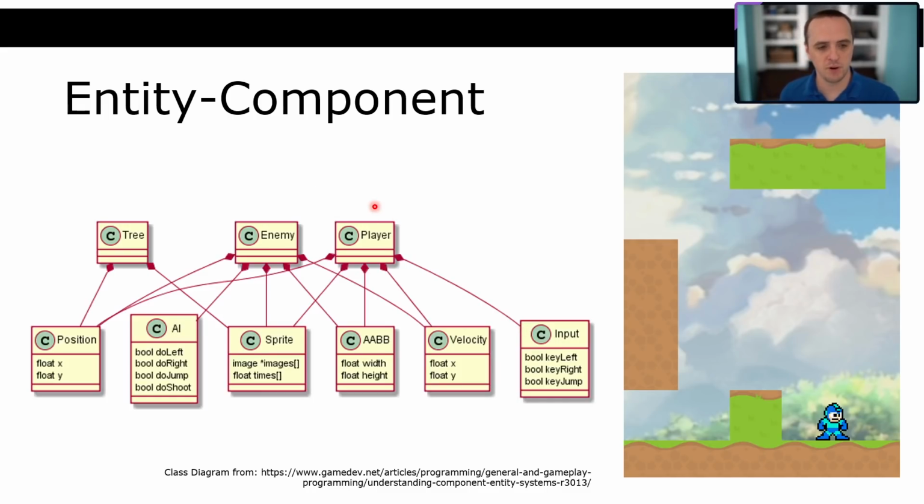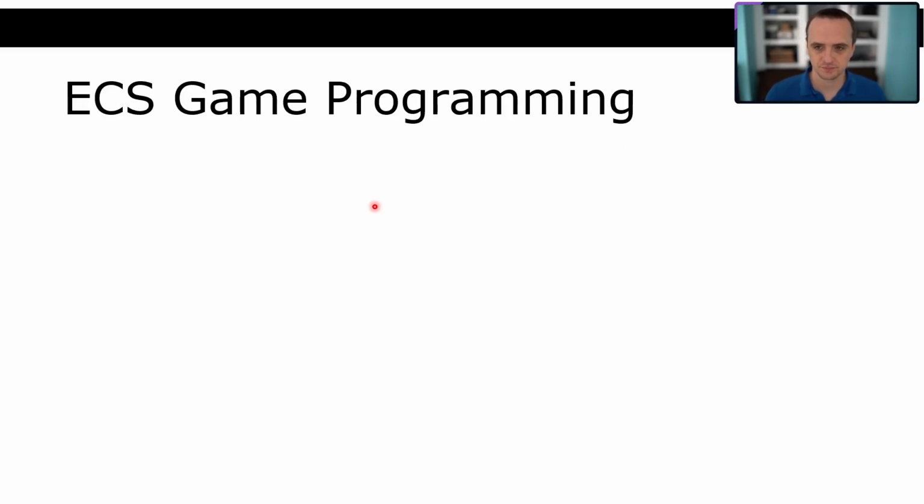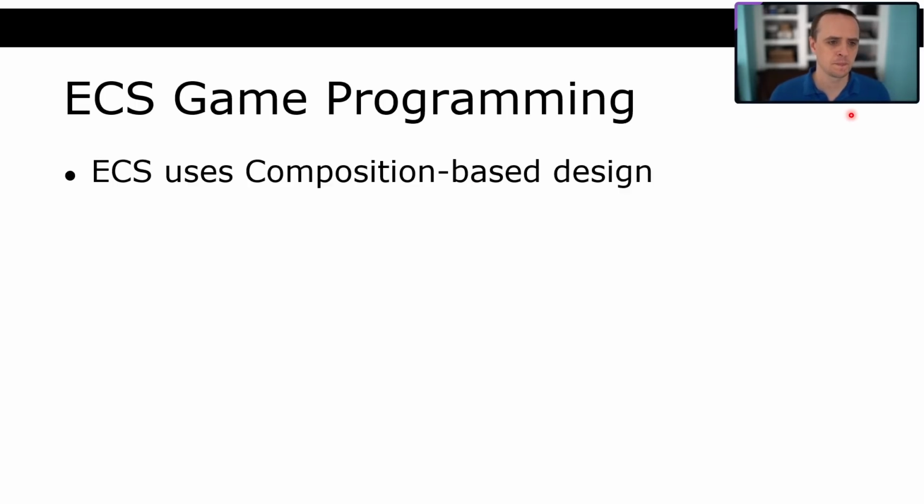So components, you can think of entities as containers for components. And as we go through the course and implement this, you'll see that that's exactly what it is. An entity is just a container that holds components. Components hold data, and then the systems are the code that act on the components. So ECS uses composition-based design.